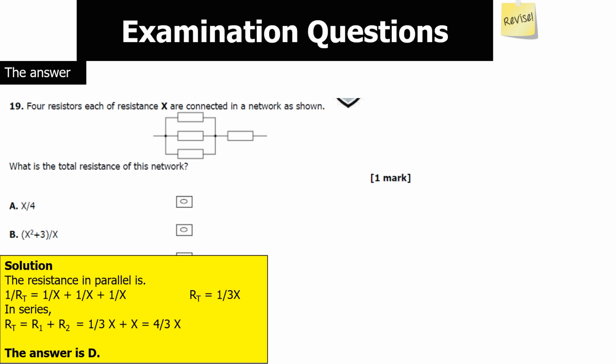So for resistance in parallel we know 1 over R total equals 1 over X plus 1 over X plus 1 over X. So therefore we're going to get 3 over X. So when we work out our total, we flip it over, so it's a third X. Now in series, that entire parallel section is then added to the resistor in series, so it's a third X plus X, so it's going to equal 4 over 3 X, so our answer is D.